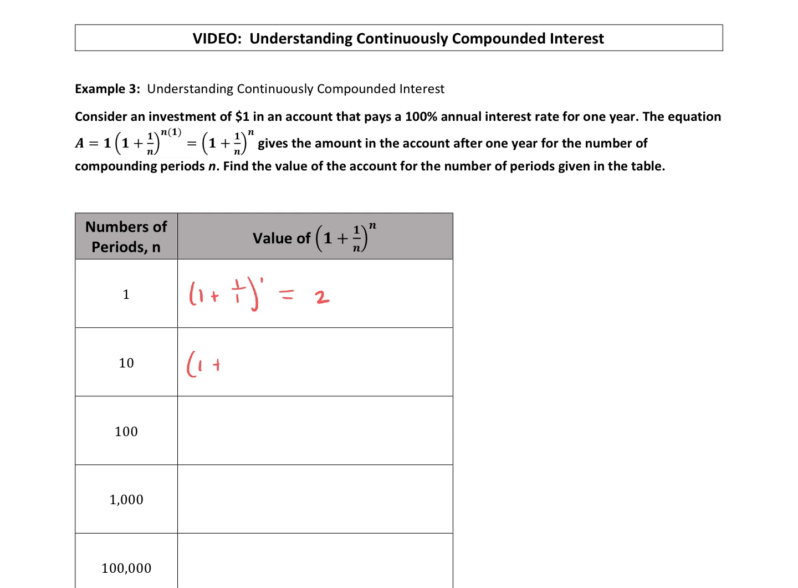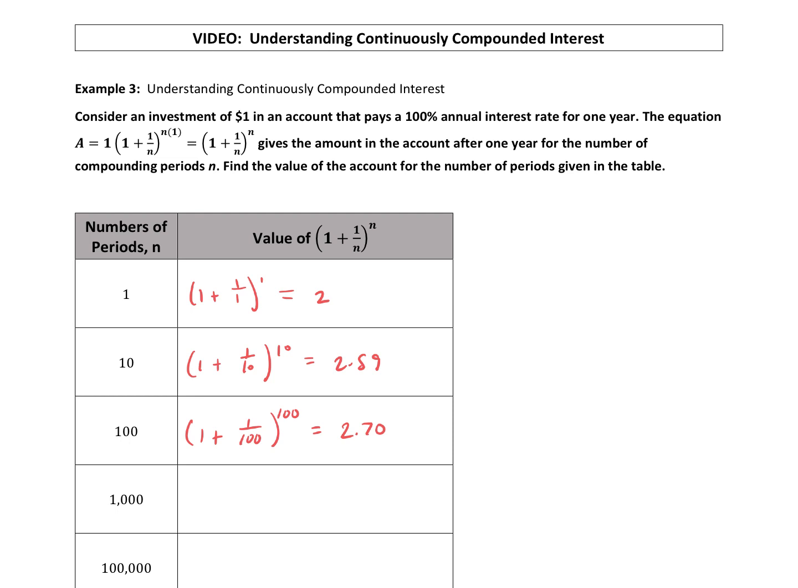All right, well, what if n is 10? So we have 1 plus 1 over 10 raised to the 10th power. So we're compounding 10 times a year. We get 2.59. If n is 100, 1 plus 1 over 100 raised to the 100th power, we get 2.70.